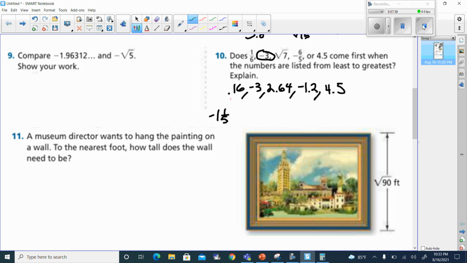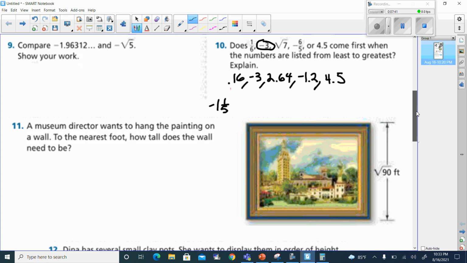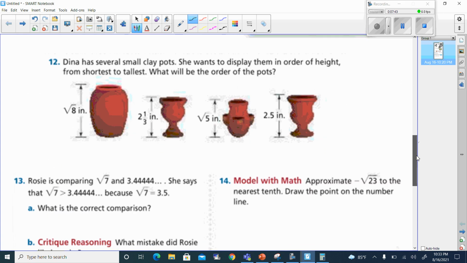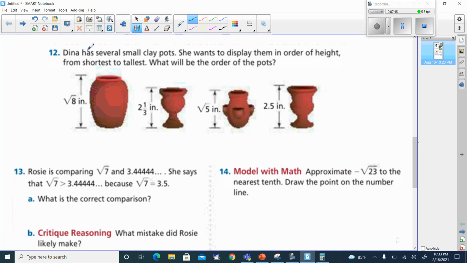And that would be my answer. All right, let's move on down from 10 to number 12. Dina has several small clay pots. She wants to display them in order of height from shortest to tallest. What will be the order of the pots?